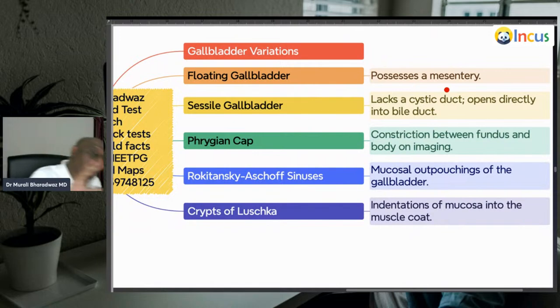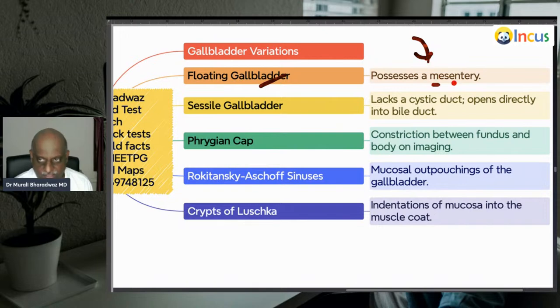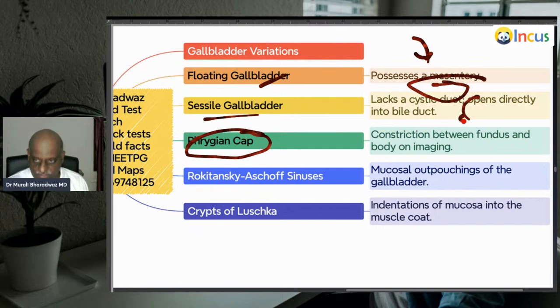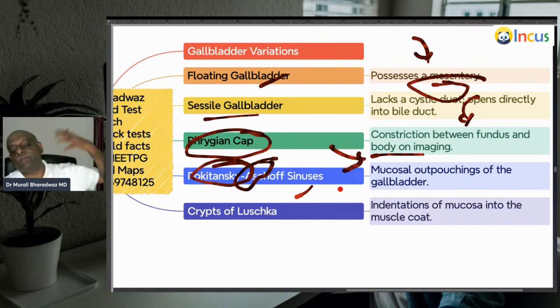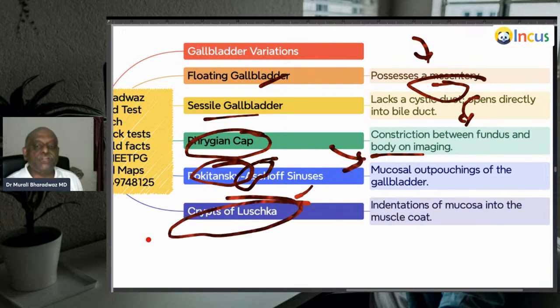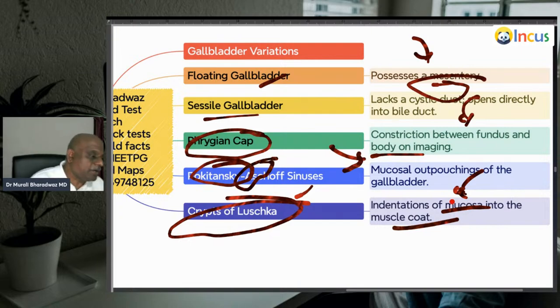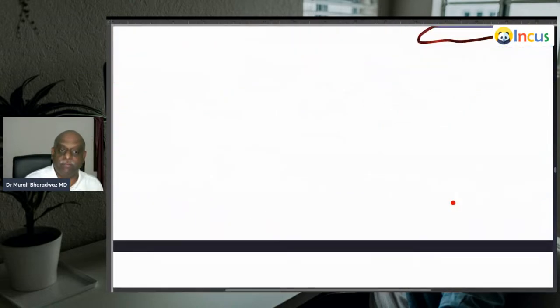So various variations of the gallbladder you should note. Floating gallbladder has a mesentery. Sessile gallbladder lacks a cystic duct. Phrygian cap is a constriction between the fundus and the body. Rokitansky-Aschoff sinuses are the mucosal outpouchings of the gallbladder. Crypts of Luschka are the indentations of the mucosa into the muscle coat. That is what you need to remember.